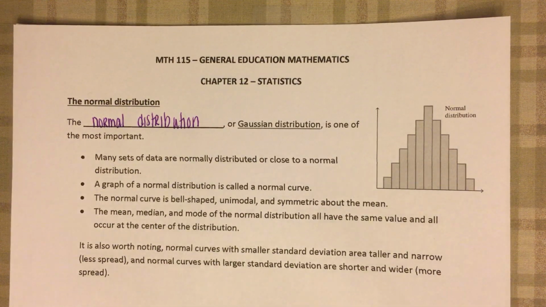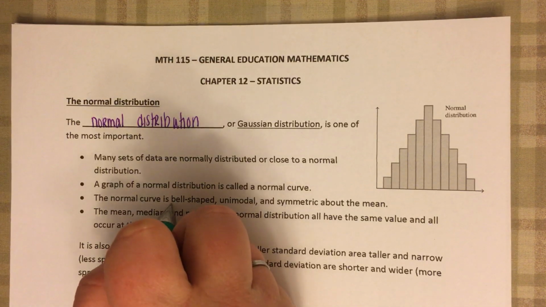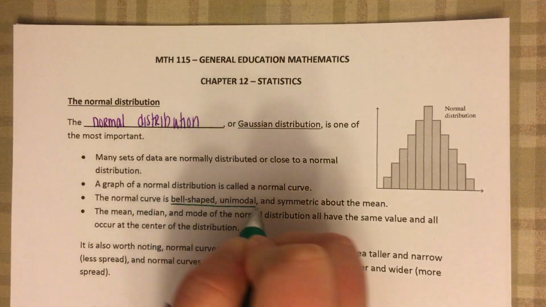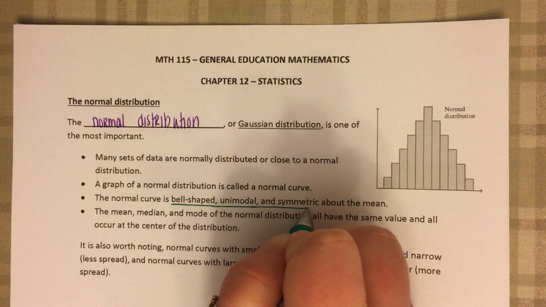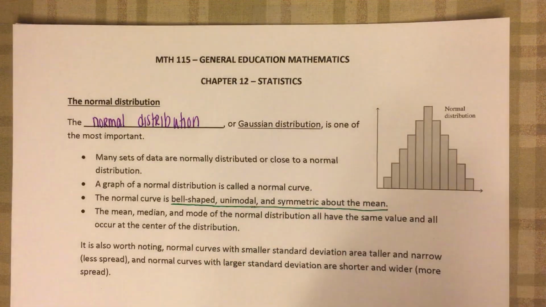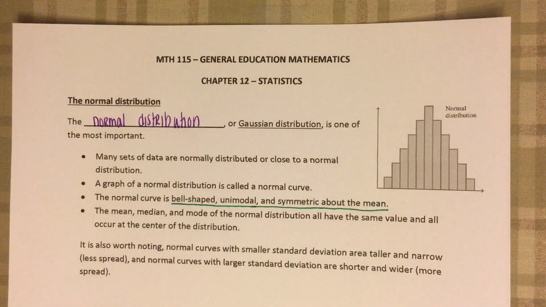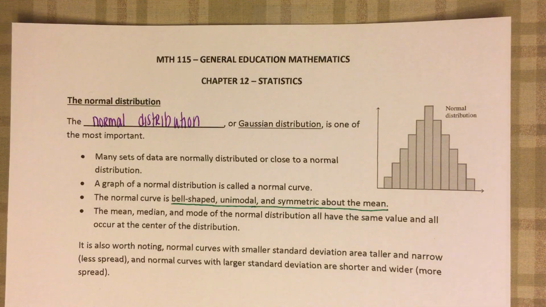And the key thing that we're looking at here, the normal curve is bell-shaped and unimodal, so we have one mode in the middle, and symmetric about the mean. So what we have here is a nice bell-shaped curve. Why do we like using normal curves? Because the mean, median, and mode of a normal distribution should all be at the center. They should all be approximately the same value, if not exactly the same value.